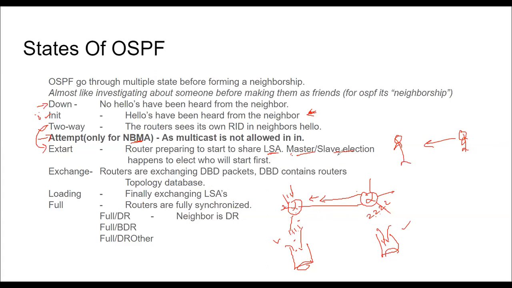So once this completes, there will be an exchange state where your entire DBD packet will be exchanged. So what is a DBD? A DBD is a box full of LSAs like this. They will contain LSAs in it. Once they exchange the DBD, if they are missing any LSAs, in that case they'll be exchanging the LSAs in the loading state.